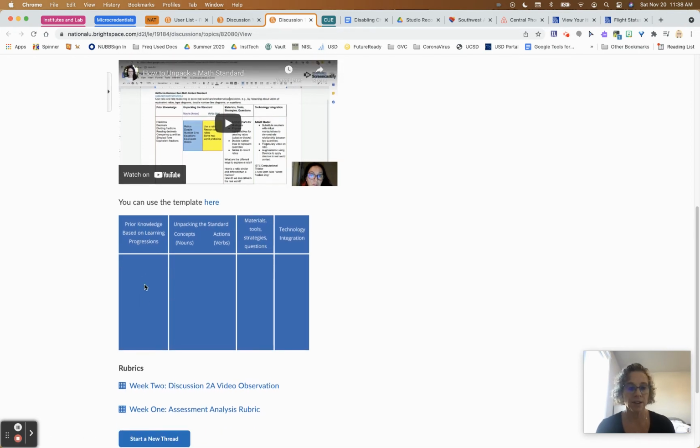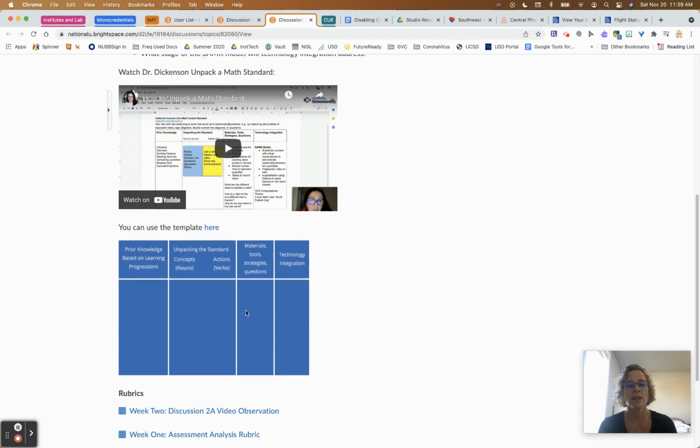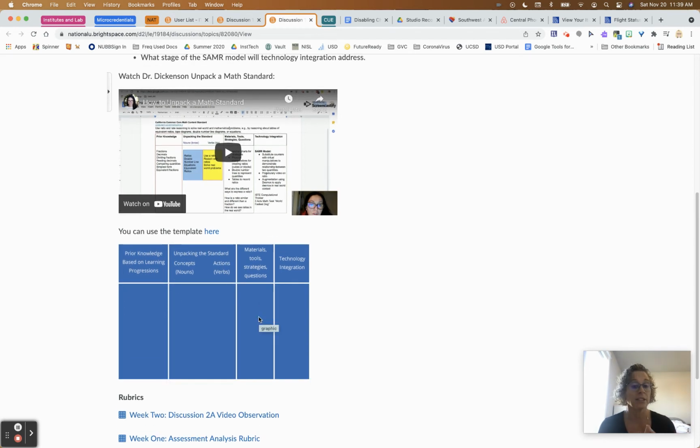So you're going to identify the standard, say what learning has to go before the standard, what things are in the standard, what are we asking students to do, and then you're going to come up with some materials and strategies. What could you use for this? Could you use some manipulatives? Could you use some charting? What kind of things would help students learn the standard?